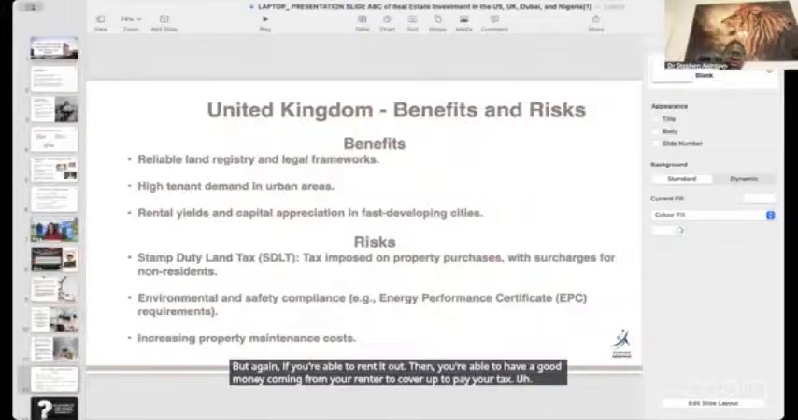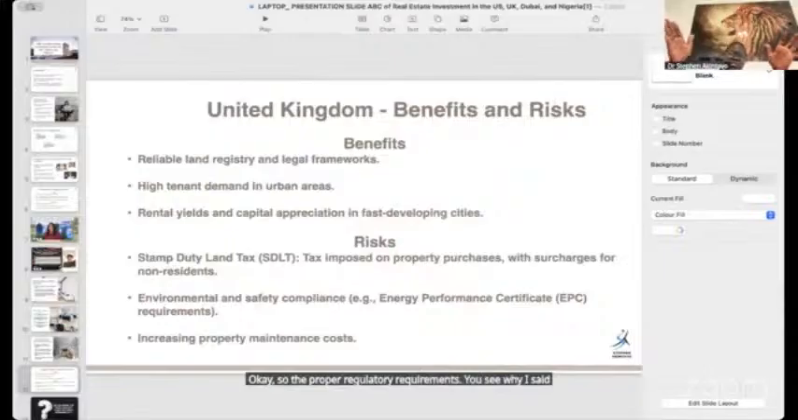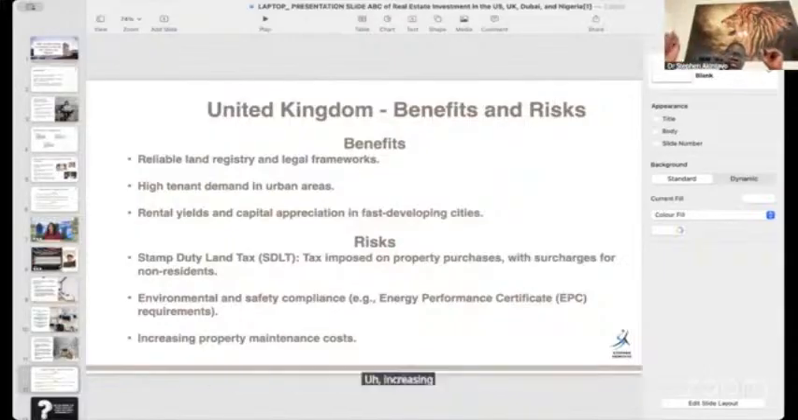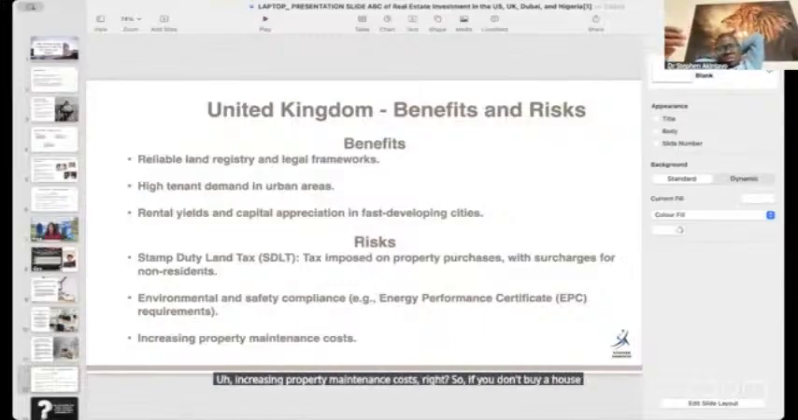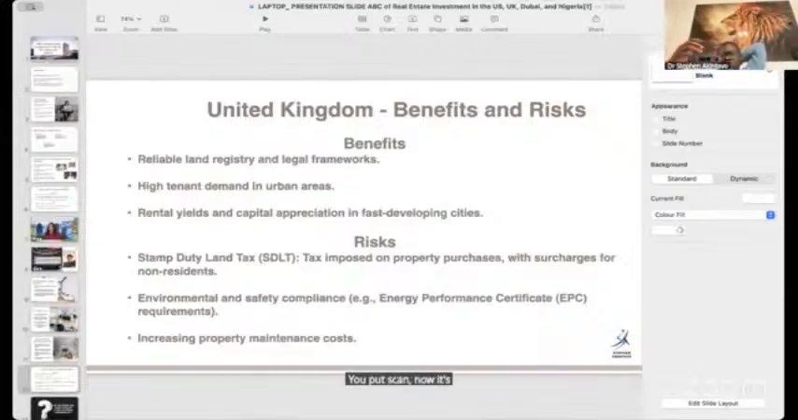Environmental and safety compliance, such as the Energy Performance Certificate, EPC. So there are proper regulatory requirements. See why I said get a property manager to manage your property for you. Then there are increasing property maintenance costs. If you don't buy a house that is in good shape, particularly now with a lot of the regulations, you may find yourself having to spend a whole lot.